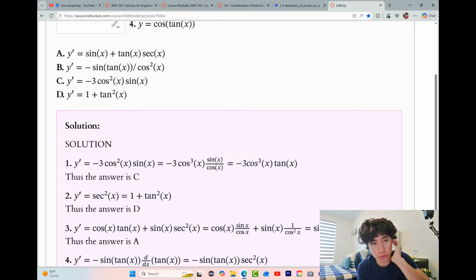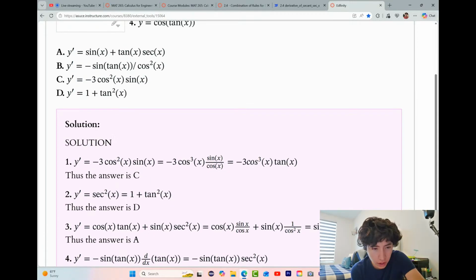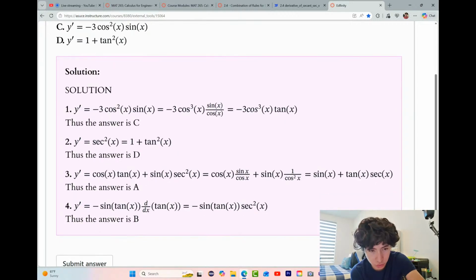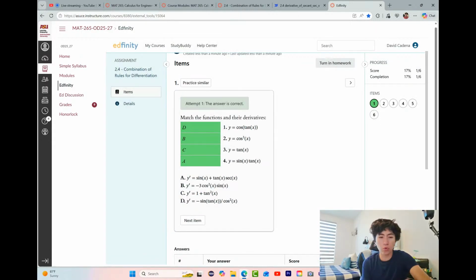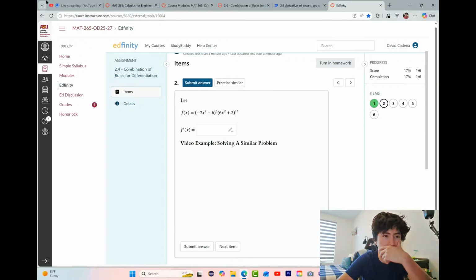Okay, so we do the derivative. So the derivative of the inner function is secant squared of x. Yeah, so we see it right there. And then we do times the derivative of the outer evaluated at the inner function. So that is going to be negative sine of x of tangent of x. And then we have negative sine of x of tangent of x times secant squared. I believe it would be cool if we could do this one again, but with different problems, but looks like we got to move on.